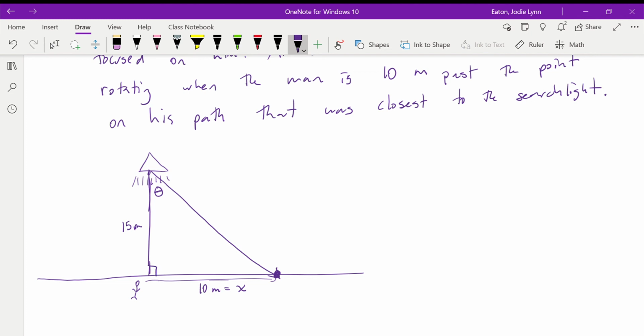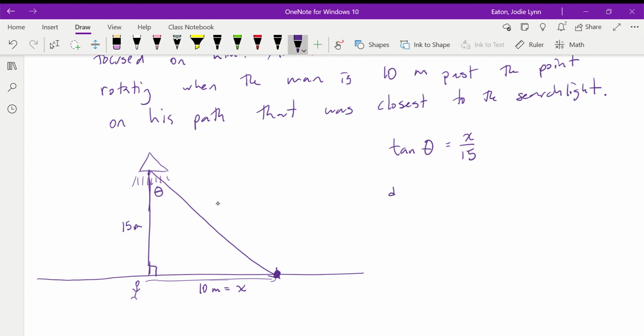Well, this is a right angle because the shortest distance between a searchlight and a path is going to be at a 90-degree angle. So we have a right-angled triangle, we have an opposite side, and we have an adjacent side. So for this angle, we're going to write an equation involving the tangent. So we have tan theta, tangent of the angle, is equal to x over 15, using our right triangle trigonometry, opposite over adjacent. Okay?